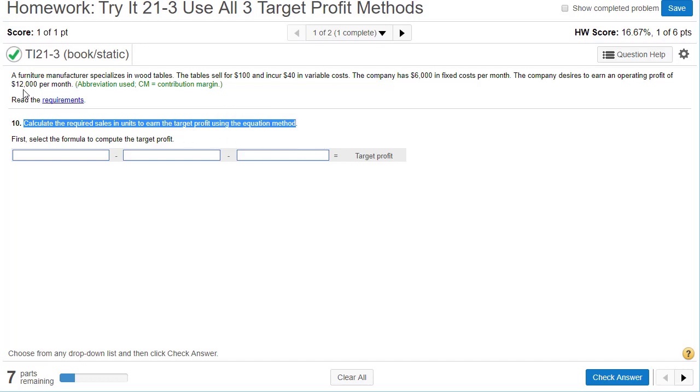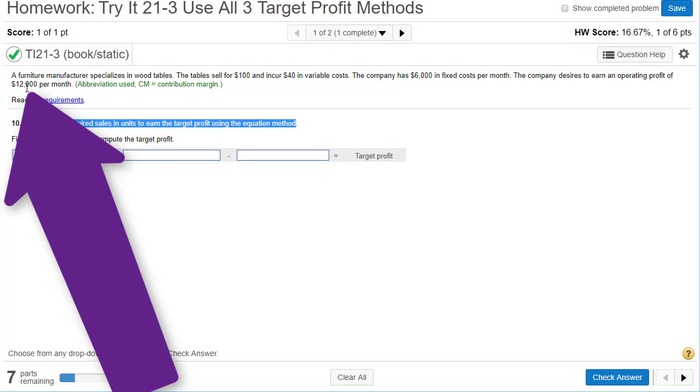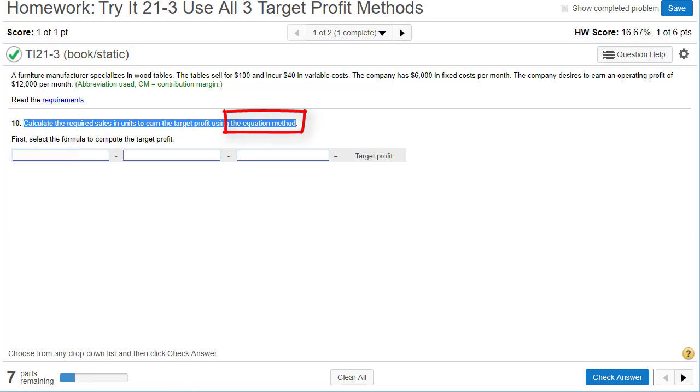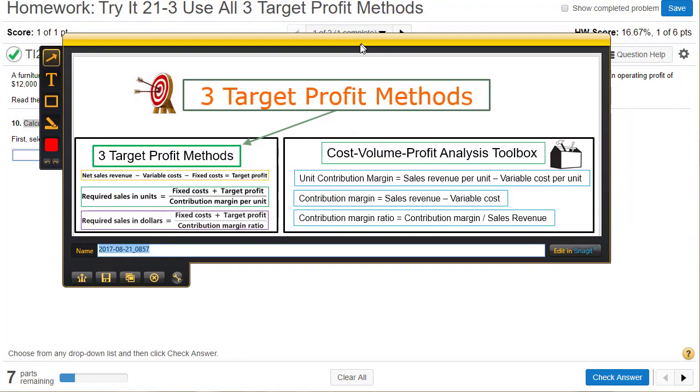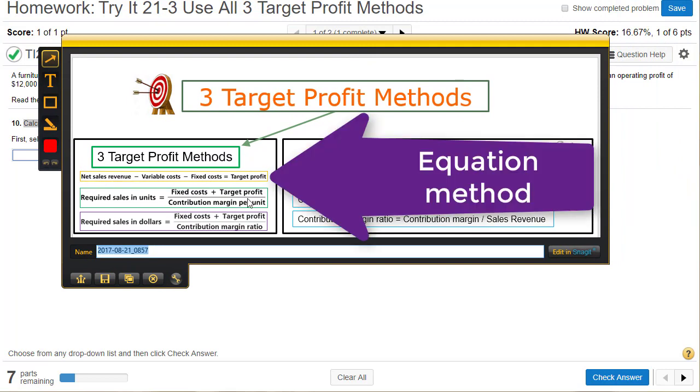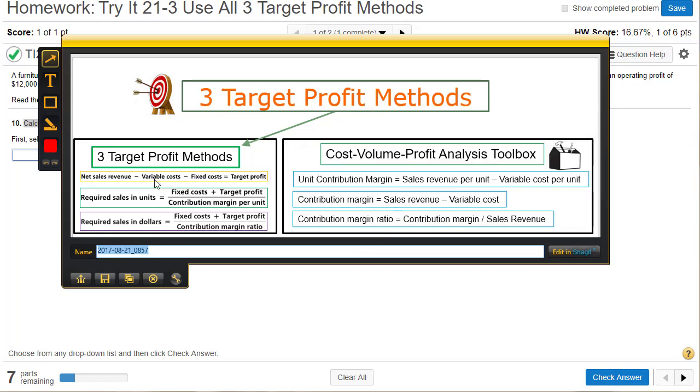And remember, our target profit is we want to earn $12,000 per month. So the equation method, going back to our formula, is this first one right here. This first one is actually the easiest one to understand, but it's kind of clunky with all the steps involved to actually use it. But we'll start off with this one because it's the easiest to understand.